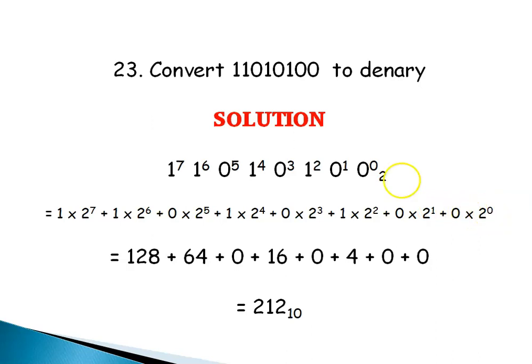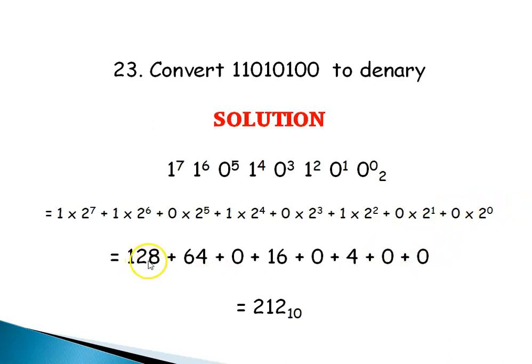Is that taken? Alright, so 1 times 2 raised to power 7, that is 2 times 2 times 2 times 2 in 7 places. That will give me 128. 2 times 2 times 2 in 6 places, that will give me 64. This is 0. Anything multiplied by 0 is 0, so I have my 0. 2 times 2 times 2 times 2, 16. I'll write it. 0 times 2 raised to power 3, 0. 2 times 2, 4. 4 times 1, 4. So I have 4. 0 times 2 raised to power 1 is 0. 0 times 2 raised to power 0 is 0.